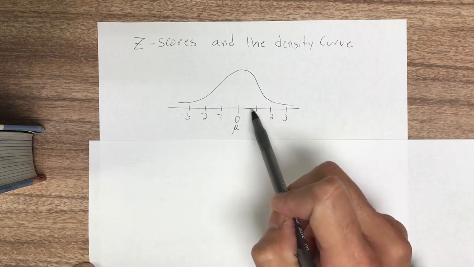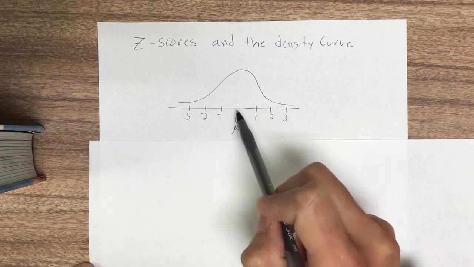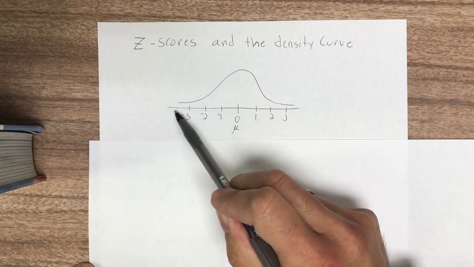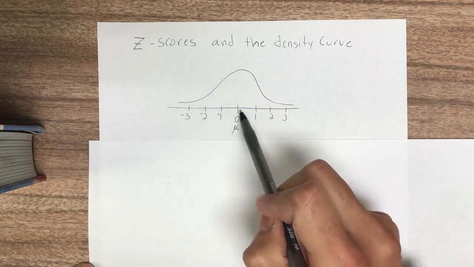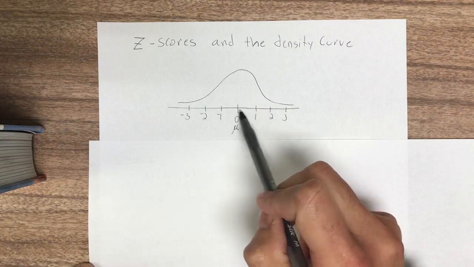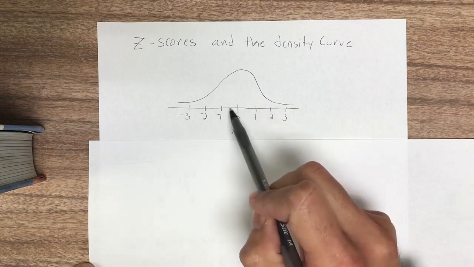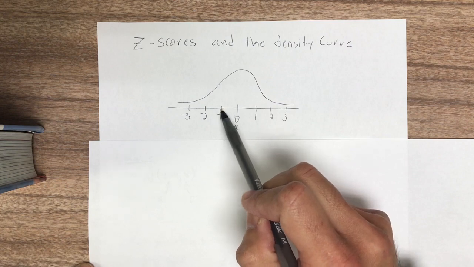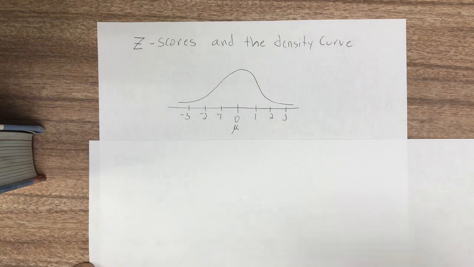On the right side of the density curve, you have the positive z-scores, and on the left side, you have the negative z-scores. So you can be one positive z-score away from the mean, that's to the right, or maybe one negative z-score, that's on the left side of the mean. So that tells you the location you are in that density curve.